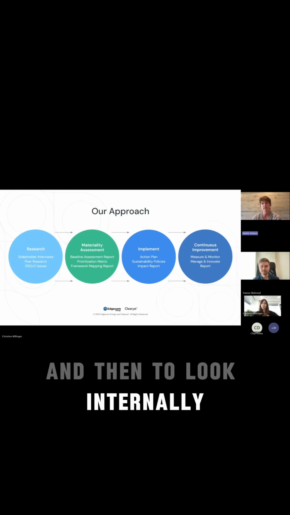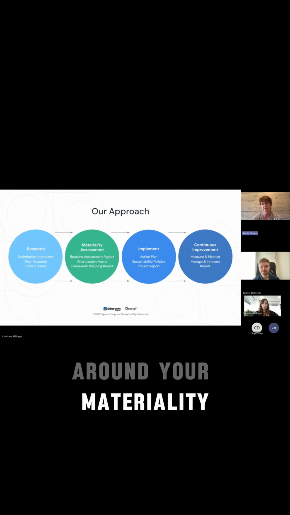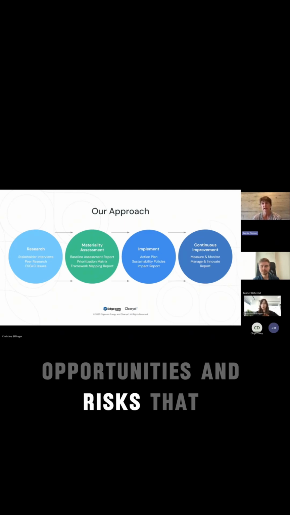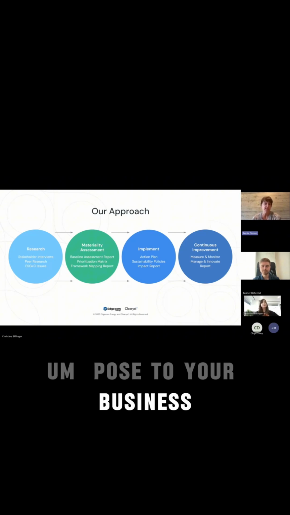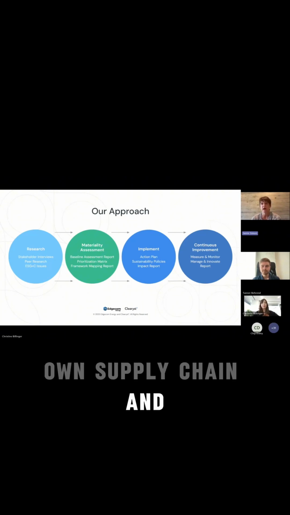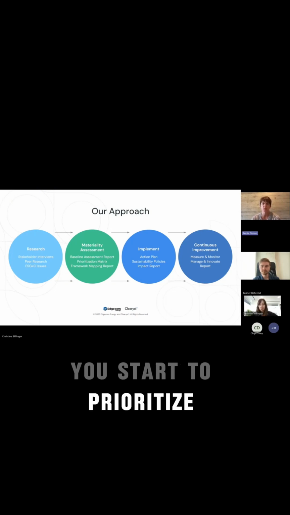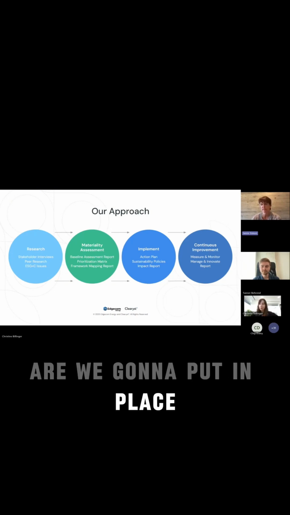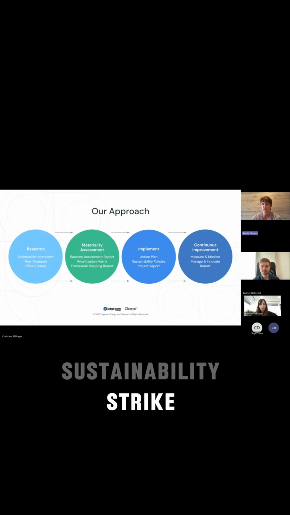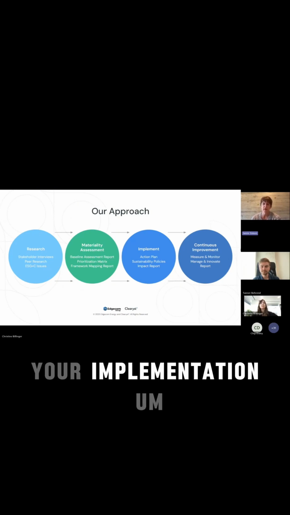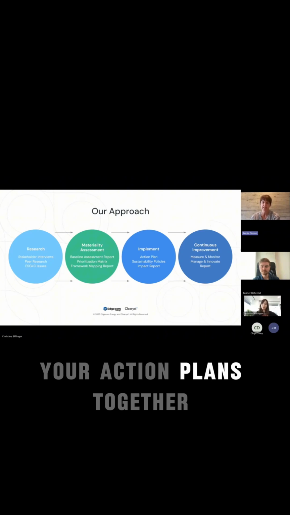And then to look internally around your materiality assessment. What are those opportunities and risks that pose to your business as well as your own supply chain, and identifying what matters most, and how do you start to prioritize what initiatives we are going to put in place for your corporate sustainability strategy.